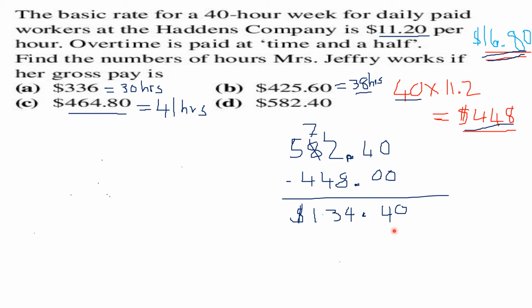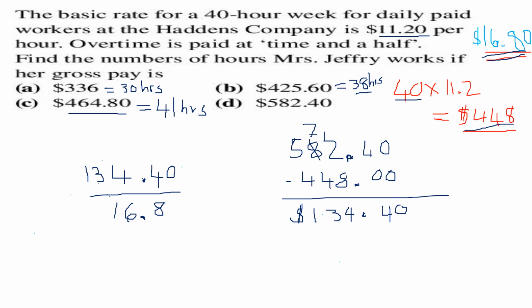If I want to know how many hours are in this amount of money, I have to divide that by the overtime rate, because we've already taken away the regular hours. So this is the overtime. And the overtime now, you calculate that. So that's 134.40, and we divide it now by the overtime rate, not the regular rate. That amount of money she made on overtime, and the overtime rate we know is time and a half. Sorry, time and a half, not time and a quarter.